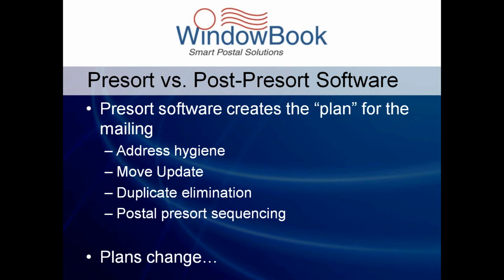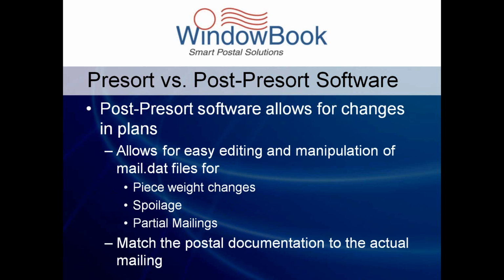Although we understand and recognize that Presort software is very powerful and a necessary part of the overall mailing process, we also know full well that the initial Presort plan can, and usually does, change, sometimes right up until the mail is being physically prepared. Through editing the mail.dat files, post-presort software, like WindowBook's DAT-MAIL solution, can make changes to the initial plan or mailing without having to go back and rerun the actual postal presort step. Several common examples include changing the piece weights, accounting for spoilage, and creating partial mailings.